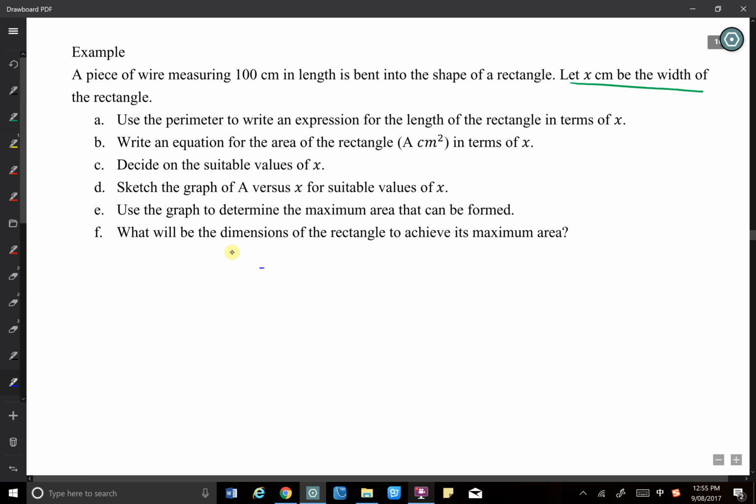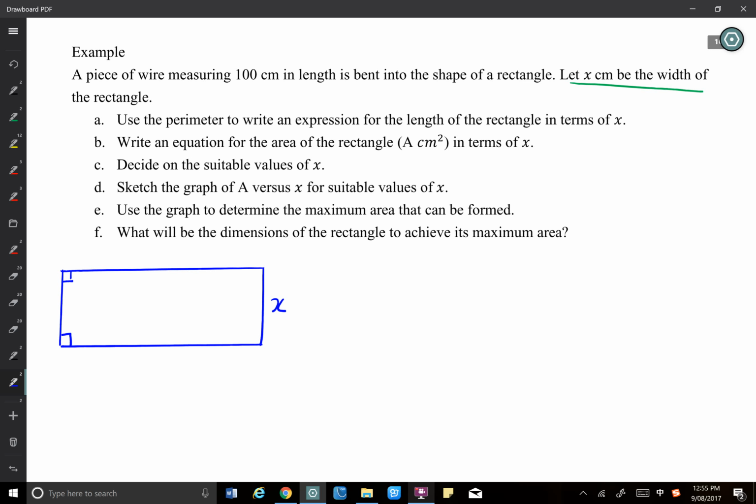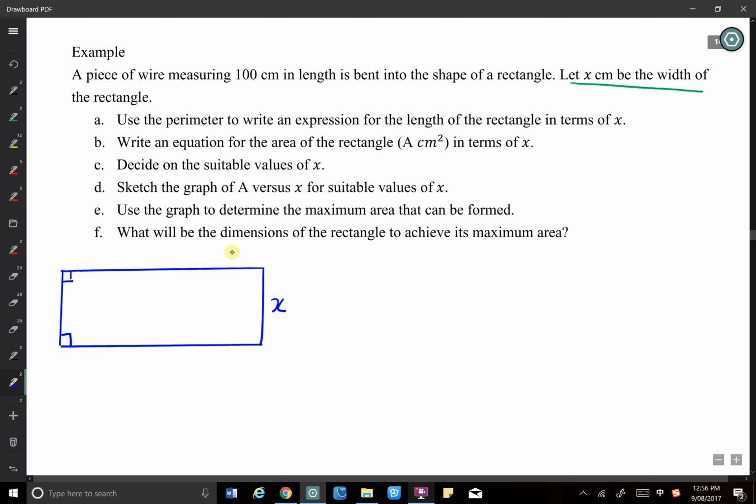Let's just draw a rectangle. We have a width of x, and everything added up in total should give you 100. What do you think the length will be? Everything added together will be 100. Width is x. What is the length? How do we write the perimeter? If one side is x, the opposite side will be x as well. Let's say that's the length.